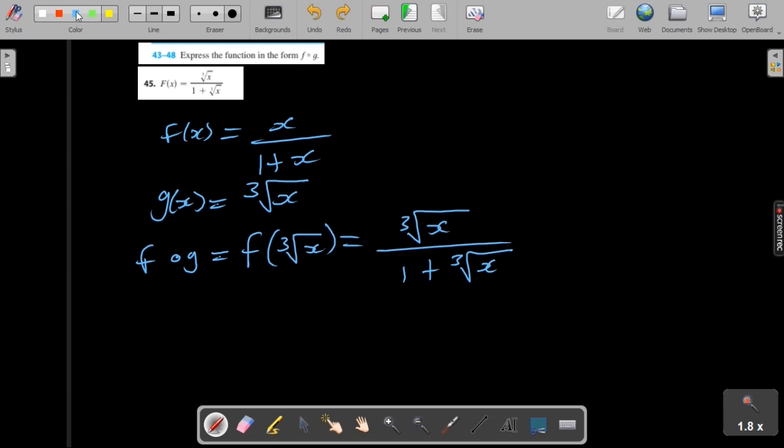So now that we see the same function repeating there and there, it's safe to conclude that f was originally x over 1 plus x. And when we now find f of g, we're just going to substitute g wherever we see x. And that is the function that matches what we have in 45.